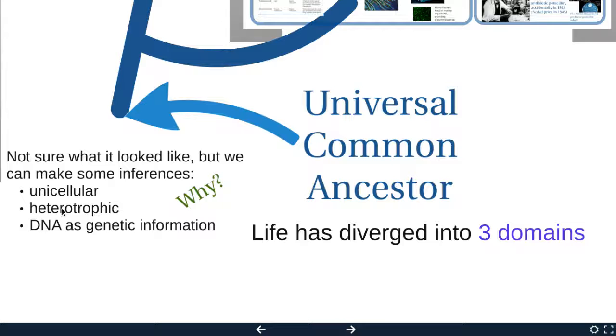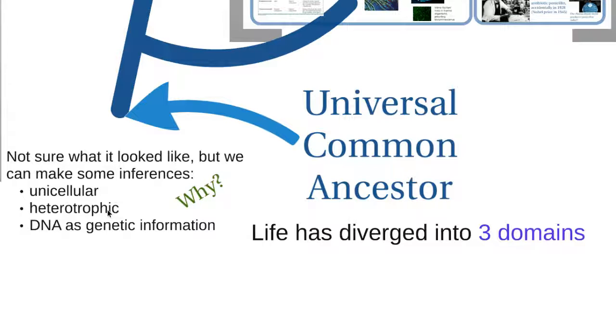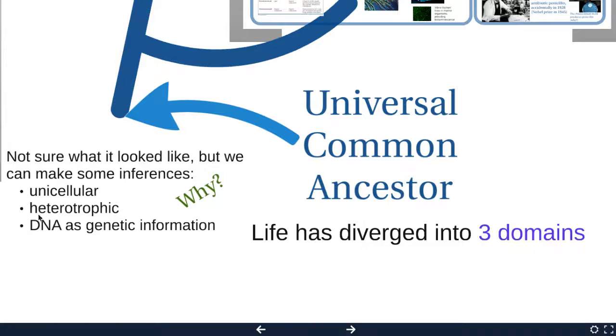It's heterotrophic. It couldn't produce its own energy. It had to gain it from other materials around it. That production of energy from the sun, that's something that came later. It's more complicated. It needed organelles to be able to do that. And then DNA as genetic information. And so we've moved past this RNA idea.